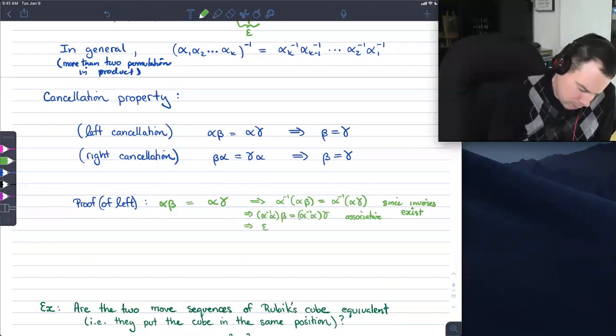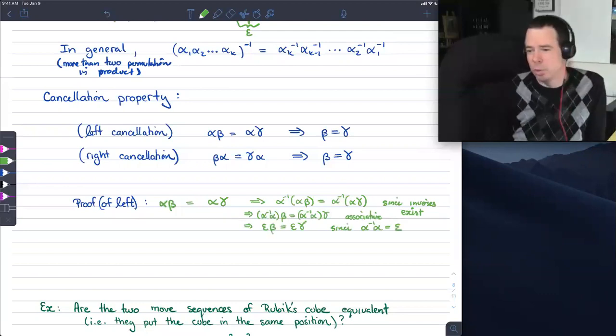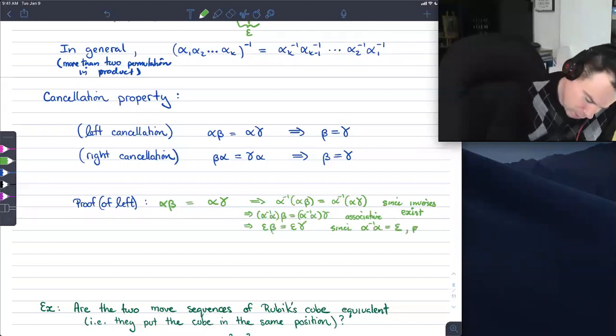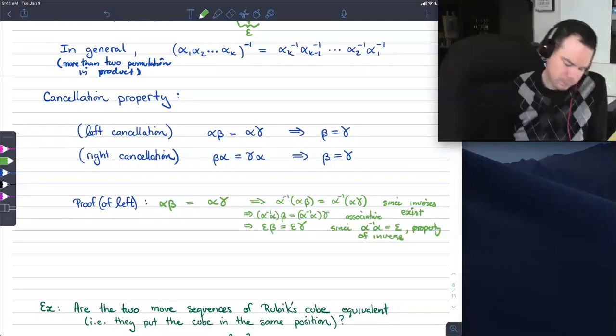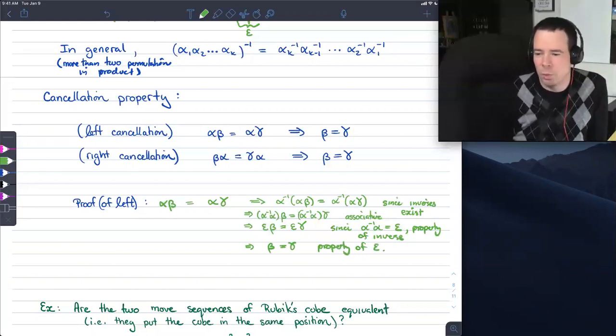And this gives me the identity and the identity. And that's because alpha inverse alpha is equal to the identity. That's the property of inverses. So I'll call this property of inverse. And then lastly, we get beta is equal to gamma, and that's because of the property of the identity. That's the whole thing about what the identity does. It doesn't do anything when you multiply by it. And so there is our proof of left cancellation.